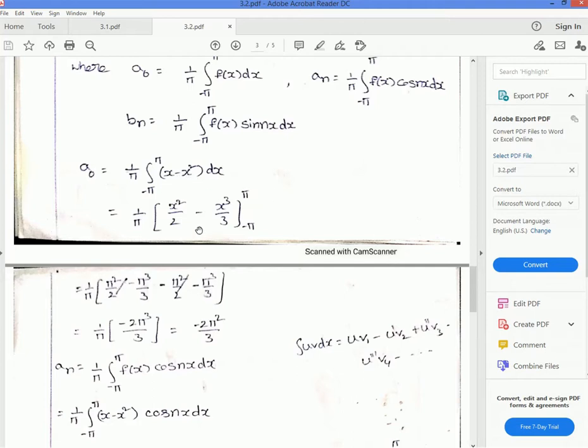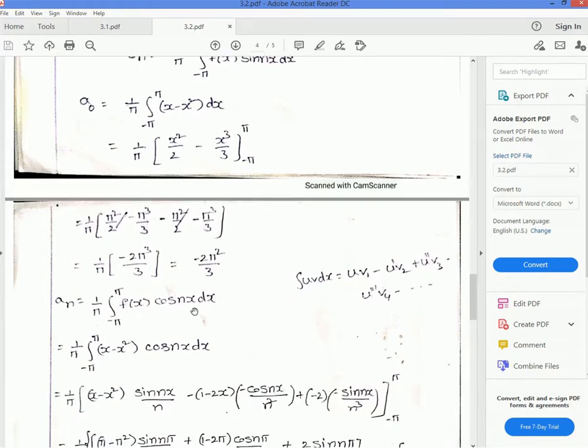x minus x square. Now integrate with respect to x. The integration of x is x square by 2, and of x square is x cube by 3. Upper limit is pi, lower limit is minus pi. Substitute upper and lower limits: pi square minus pi cube by 3, minus the lower limit, x is minus pi, square is pi square, and next minus plus lower limit is minus pi cube by 3. So simplifying, we get minus 2 pi square by 3.